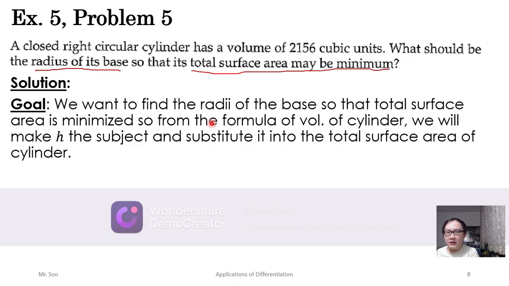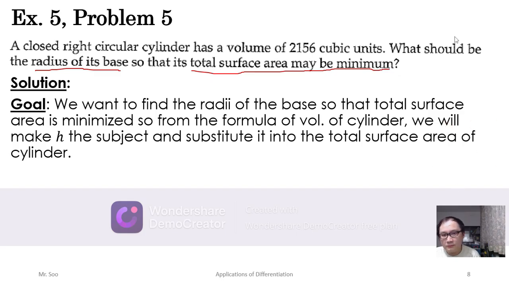Then you can find dA over dr, where A is the surface area of the cylinder, and not dA over dh. If you make r the subject, then your r will be in terms of h, and you are not answering the question. The question is asking what should be the radius of the base so that the total surface area may be minimum. So from pi r squared h equals 2156, you make h the subject, so that once you have the area of the cylinder, you can differentiate with respect to r and not h, because the question wants the radius, not the height. So you need to read carefully and be careful.